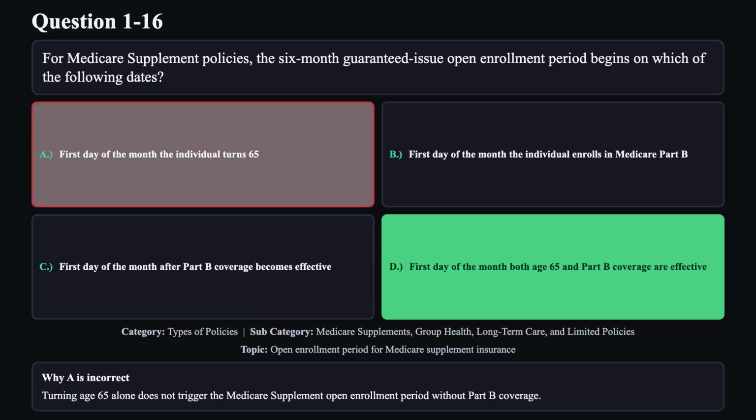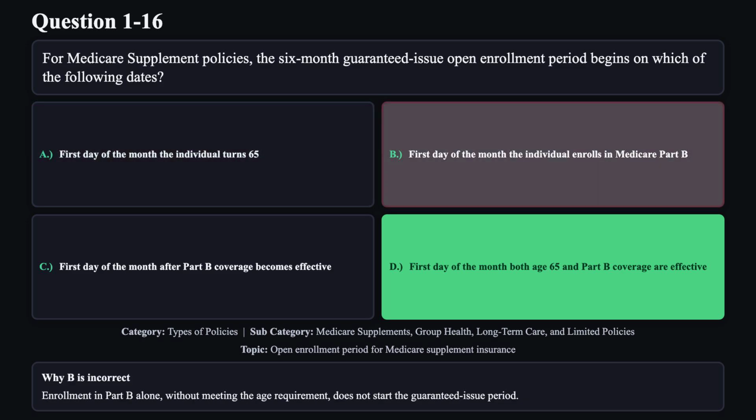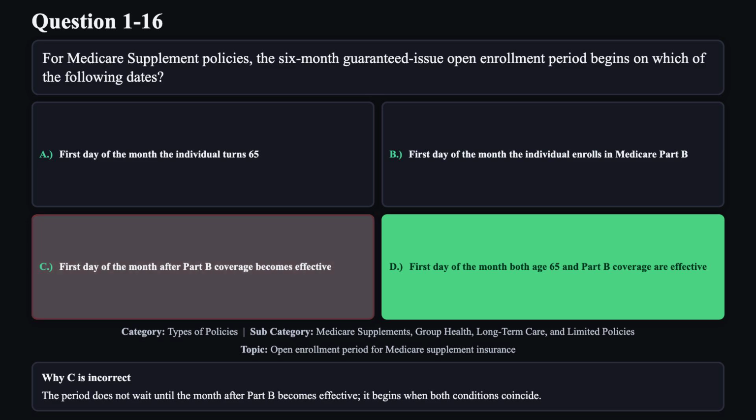Reason A is not correct. Turning age 65 alone does not trigger the Medicare supplement open enrollment period without Part B coverage. Reason B is not correct. Enrollment in Part B alone without meeting the age requirement does not start the guaranteed issue period. Reason C is not correct. The period does not wait until the month after Part B becomes effective. It begins when both conditions coincide.